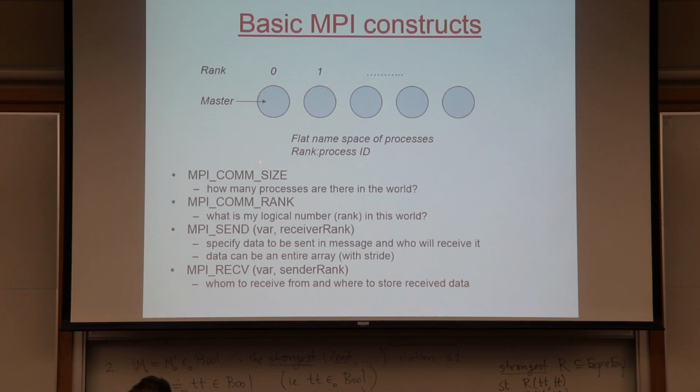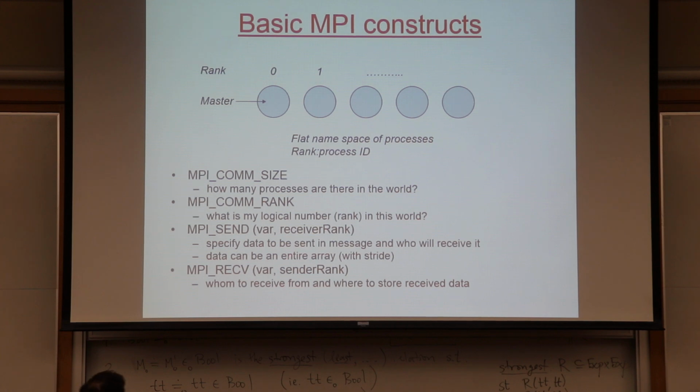So here are some constructs that are useful. How many processes are there in this world, right? How many of us are there? The rank, it basically says, what's your short ID? What's your first name, right? Send, you basically have to say, so this is executed on one of these processors. You have to specify the variable that needs to be sent. The value of this variable is sent in a message to the receiver. You specify the rank. So if 1 wants to send a message to 2, the receiver rank will be 2, right? Because that's the ID of the receiver.